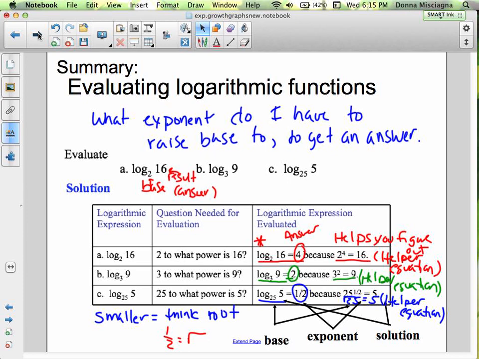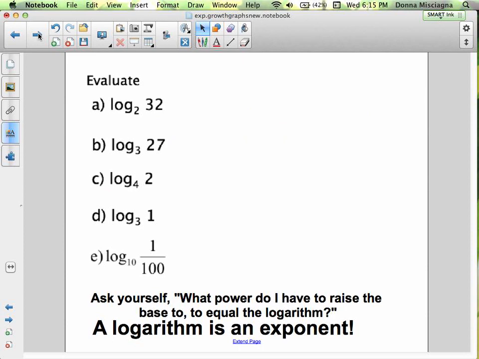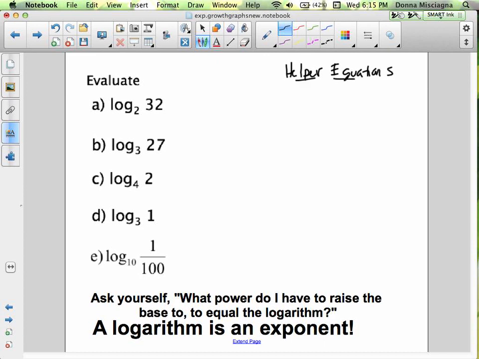All right, so now let's evaluate some more logs. We want to evaluate log base 2 of 32. So I'm going to write off to the side my little helper equations. So log base 2 of 32, what's that going to equal? Well, 2 to what power is 32? We know that 2 to the 5th power is 32, so that means log base 2 of 32 is 5.